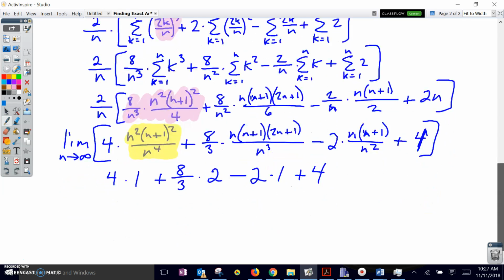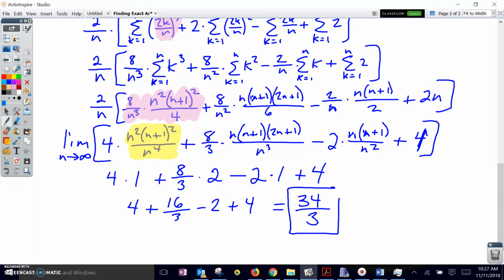And now I'm just going to add all of these up. I've got 4 plus 16/3 minus 2 plus 4. Let's see, that's 8. That's 40/3 minus 6/3. That should all add up to 34 over 3, which is going to be the exact area underneath this curve from 0 to 2.